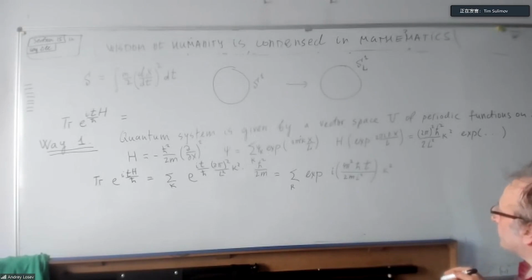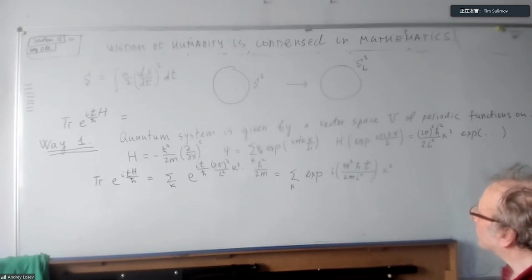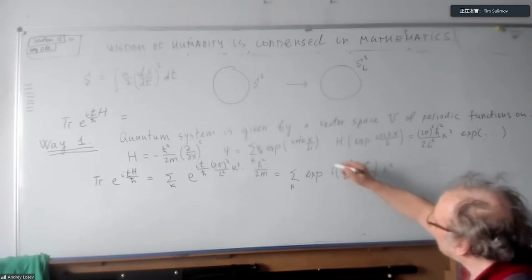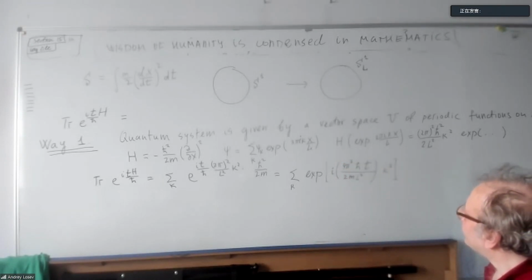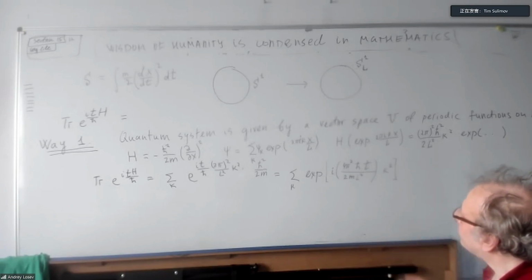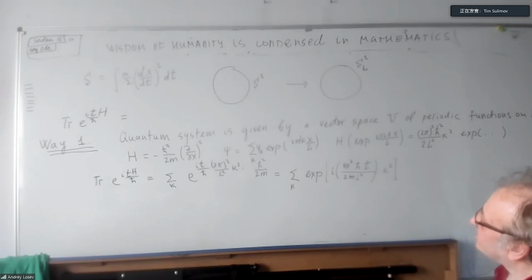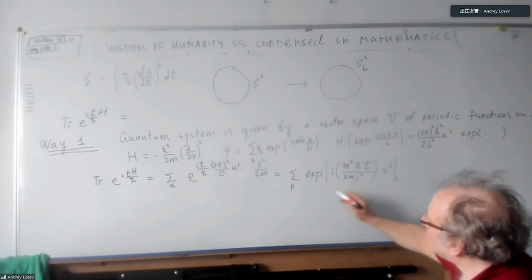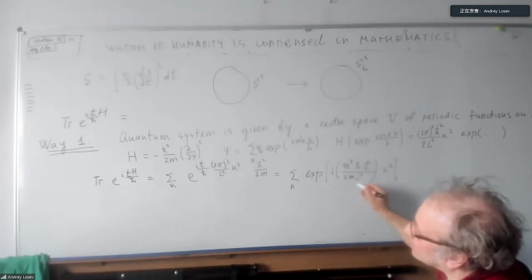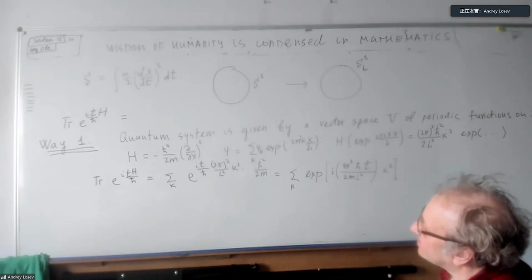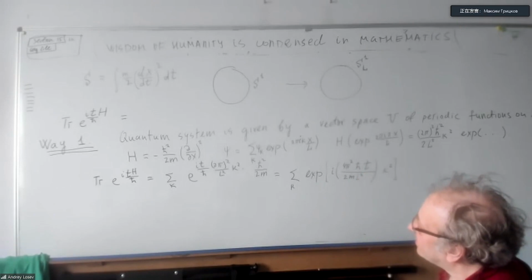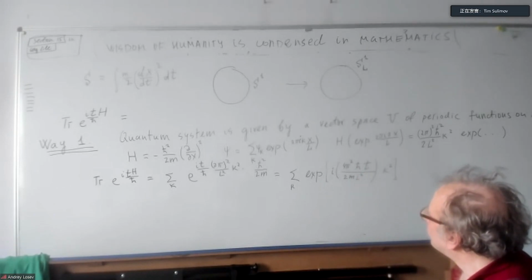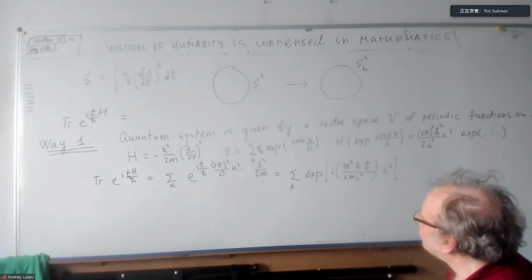Wait, what is this? Where's the k squared that is not under the exponent? Under the exponent. But where's the k squared as a factor, as the eigenvalue? There is, so eigenvalues are in the exponent. Oh. The eigenvalue of E. Yeah, sorry. Everything is correct.